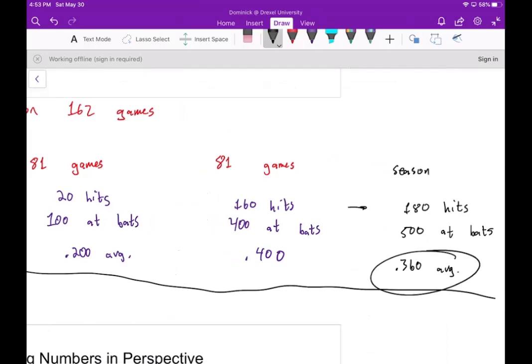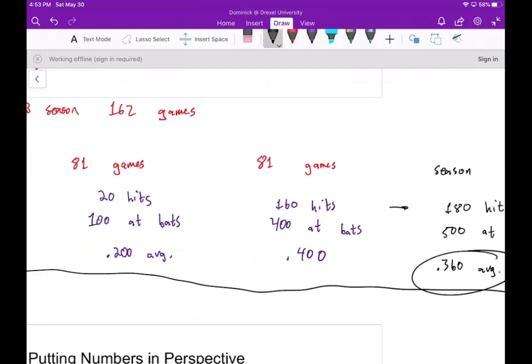Right? So you have to be careful there that you don't just average those two halves, because in this example, we see that that's not going to work out.